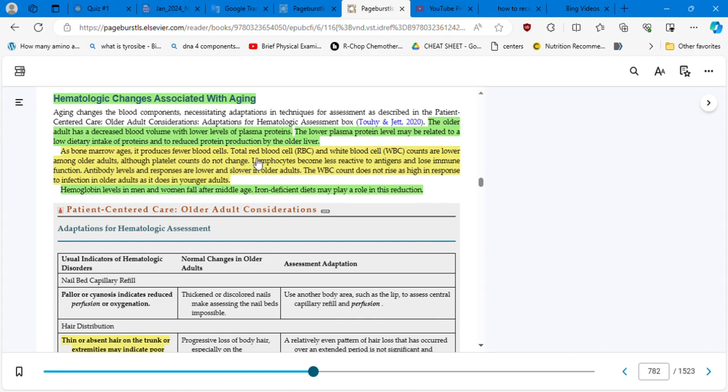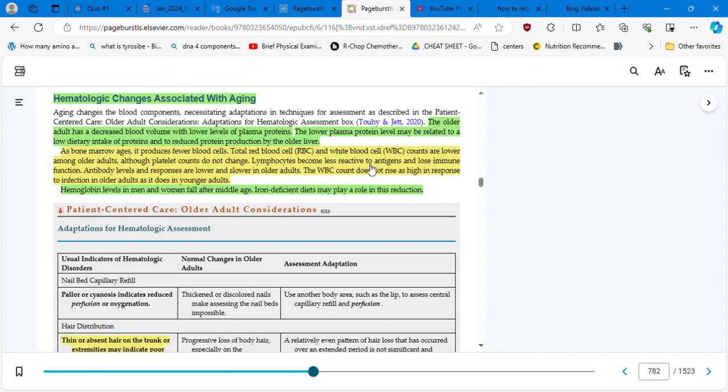When we are on the unit in the hospital and we are reviewing the blood results, don't panic if you see low RBCs and WBCs. If you have an older patient, this is part of the aging process. However, you need to consider other factors, depending on the condition of the patient.